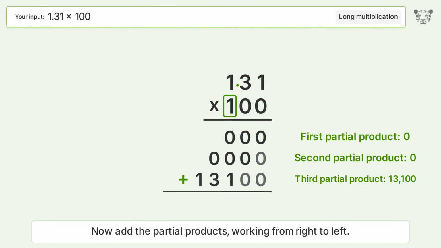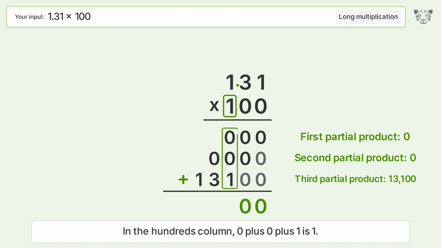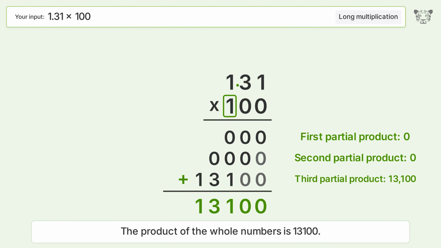Now add the partial products, working from right to left. The ones and tens columns each add to 0. Move right to left, 1 column at a time. In the hundreds column, 0 plus 1 is 1. In the thousands column, 0 plus 3 is 3. In the 10,000s column, bring down 1. The product of the whole numbers is 13,100.